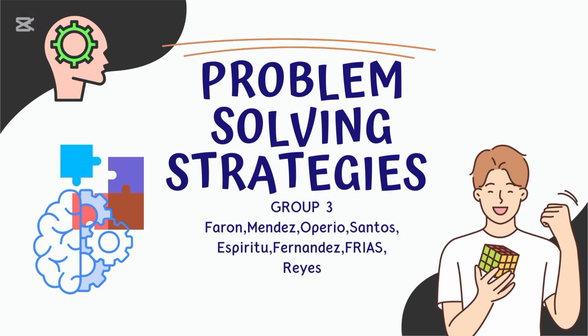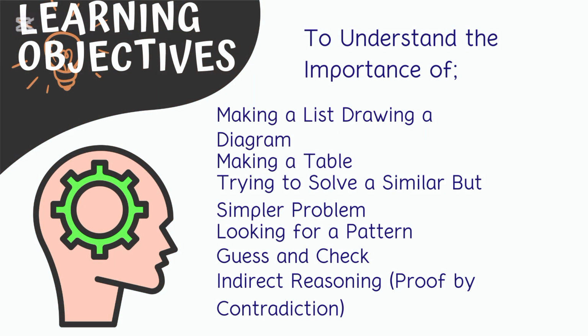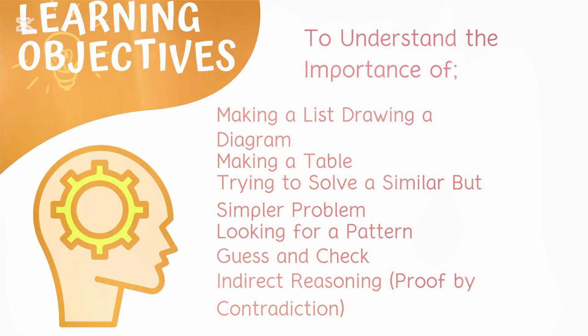First, let's go with our learning objectives. Our learning objectives are to understand the importance of making a list, drawing a diagram, making a table, trying to solve a similar but simpler problem, looking for a pattern, guess and check, and indirect reasoning, proof by contradiction.